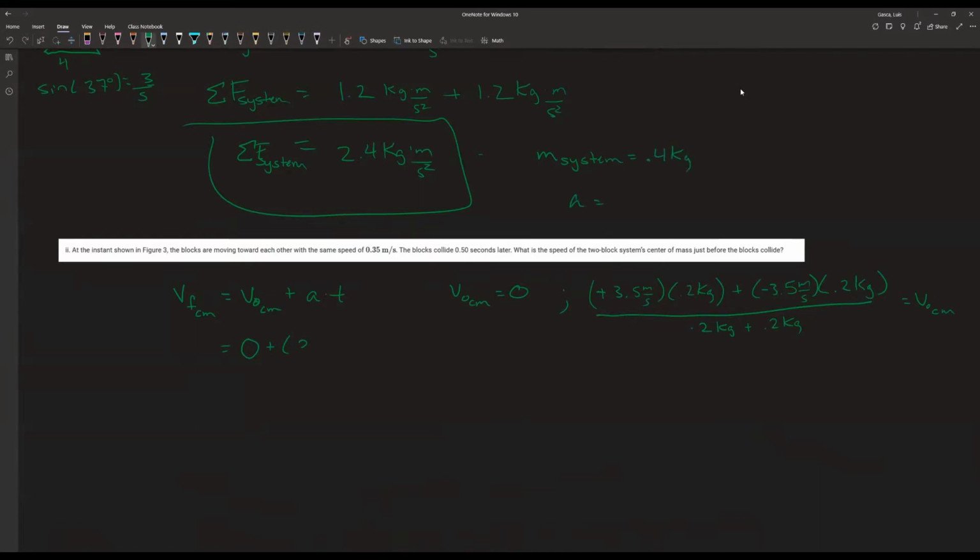We can get the acceleration to be 2.4 kilogram meters per second squared all over 0.4 kilograms. That gives us an acceleration of 6 meters per second squared down the ramp. So that's going to give us a total acceleration of 6.4. And then, 0.35, sorry. Okay, I'll fix that here in a second.